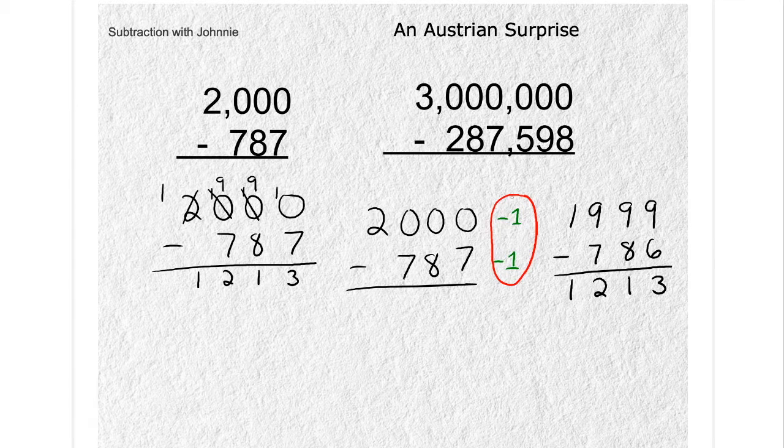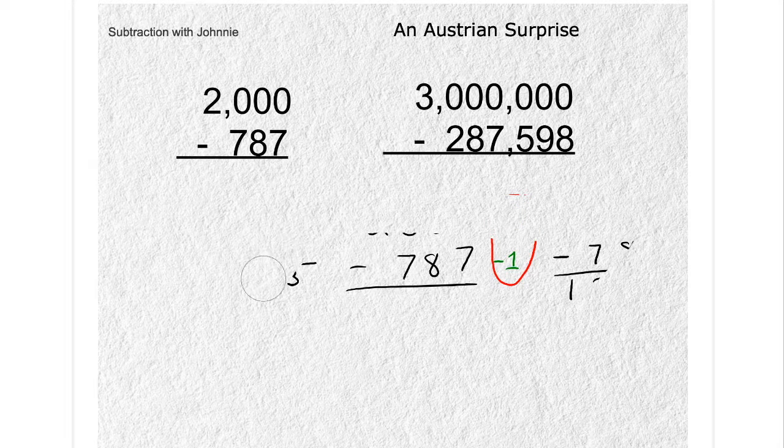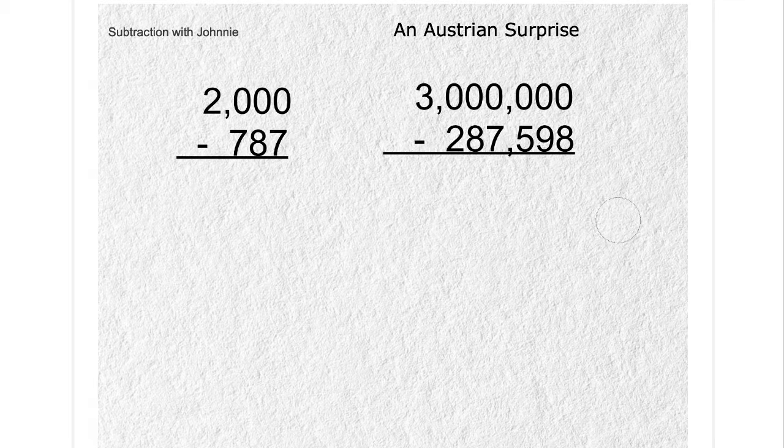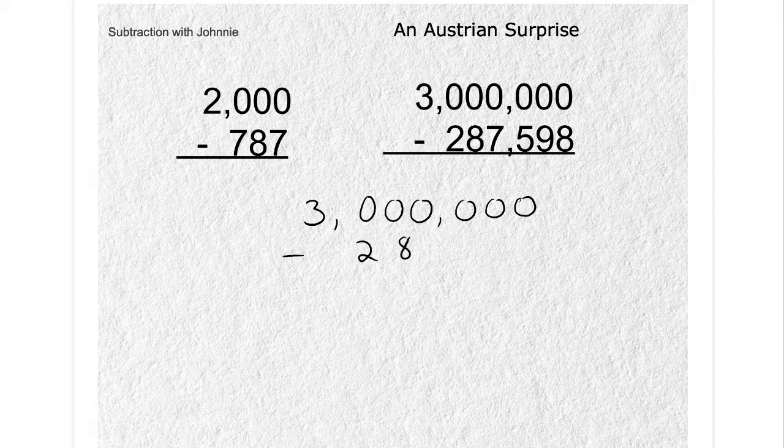So if we think about the number line, we shifted 2,000 to 1,999 by just moving it over 1. And we move the 787 to 786 by moving over just 1, and the difference remains the same. So let's think about this other problem and how we might use this variation on the Austrian method to solve it. What we have is 3 million minus 287,598.